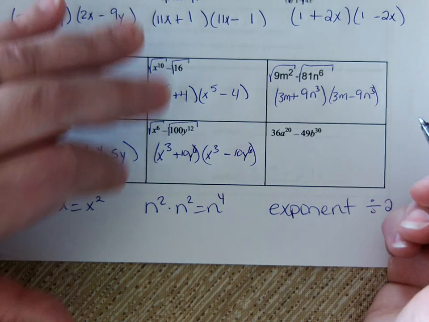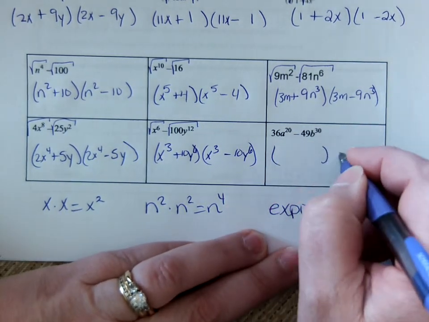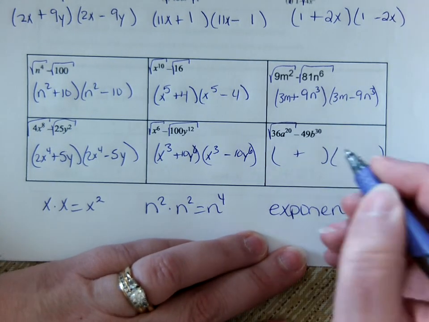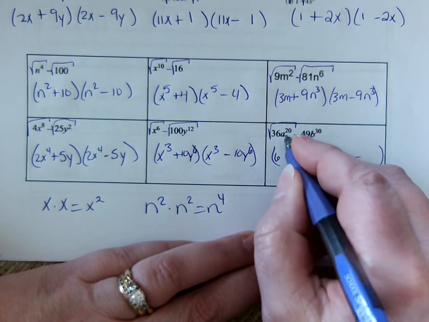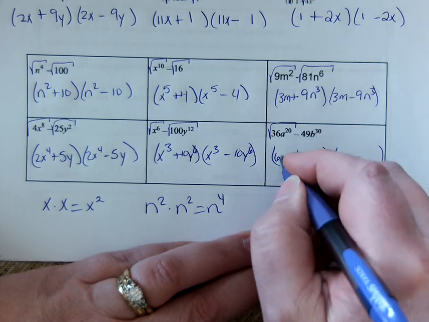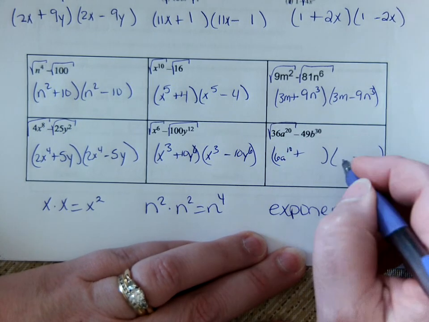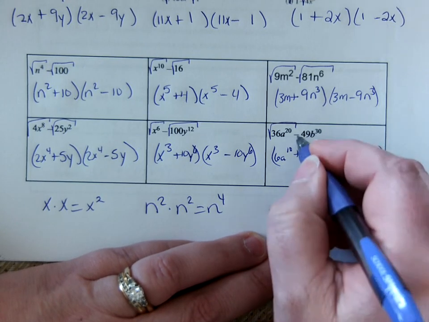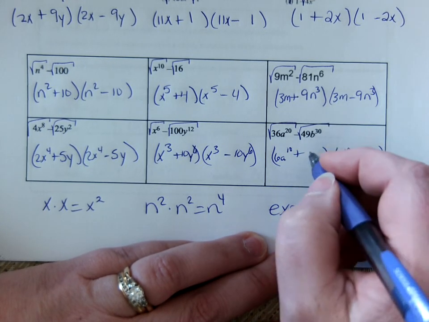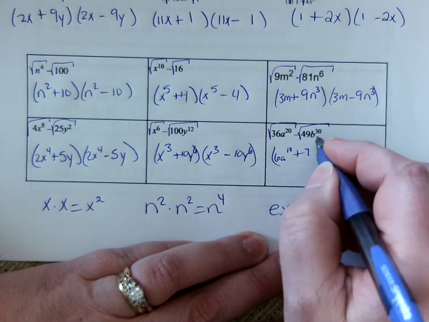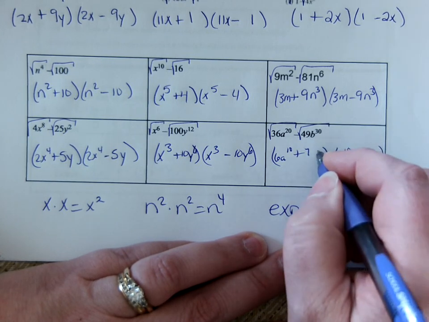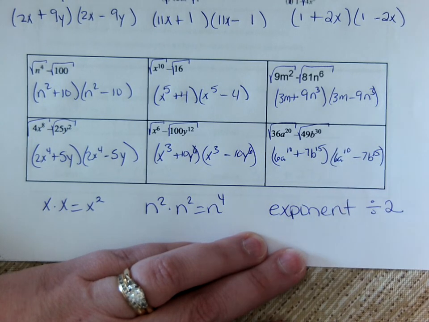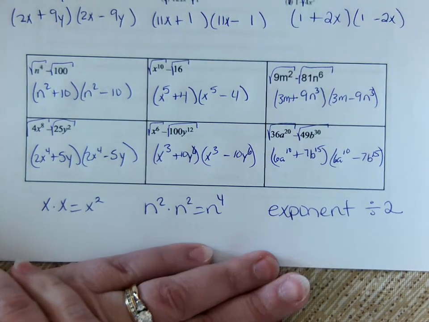And the last one looks pretty messy, but it's really not that bad. So square root of 36 is 6, but 20 divided by 2 is 10, so a to the 10th. So 6a to the 10th, just a puzzle. And the last one, square root of 49 is 7, and then we're going to do 30 divided by 2 is 15, so b to the 15th. And that's it. All right.